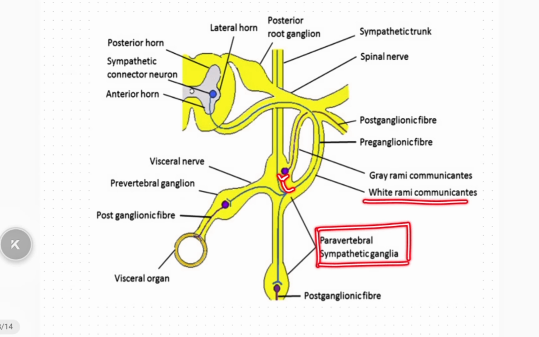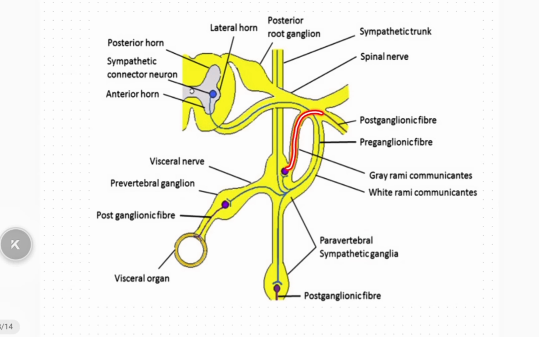or paravertebral ganglia. And the postsynaptic neuron follows the course of gray rami communicants. It is called so because these postsynaptic neurons do not have a myelin sheath, so they appear gray in color. So this tract followed by the postsynaptic neuron is known as gray rami communicants, and it goes to the target organ.